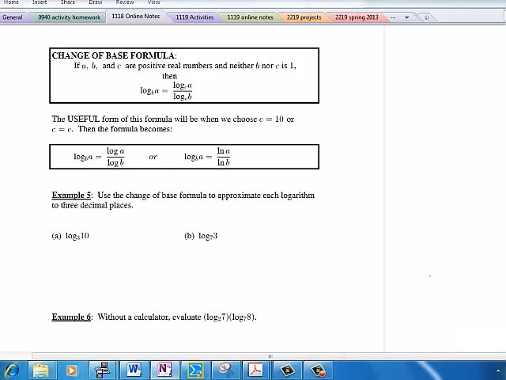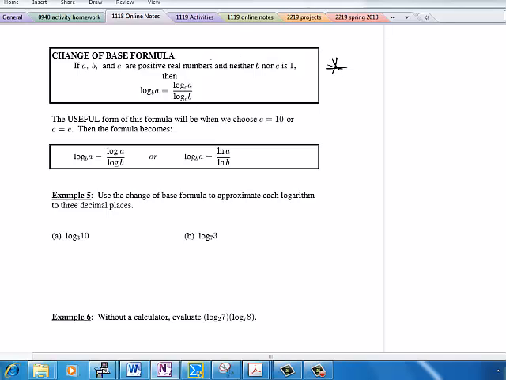Now we get to one of the most important formulas we're going to be using for logarithms, and this is the formula that's going to allow us to evaluate logarithms on our calculator that are not base e or base 10. One of the tricky things about this formula is that we're not going to be using it over and over in other sections. It's kind of just here and it's fairly isolated, but it's an important formula to remember.